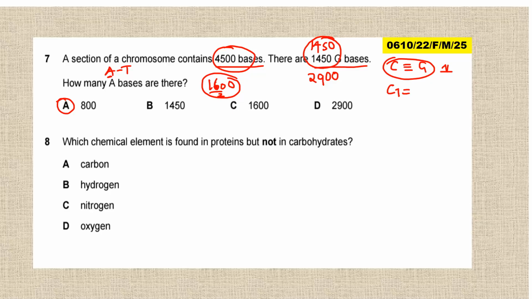And I guess you've gotten something here. Which chemical element is found in protein but not in carbohydrates? Remember, the components of protein, carbohydrate, and fats are C, H, O, but in proteins you have N, which is nitrogen. So only in protein is nitrogen.